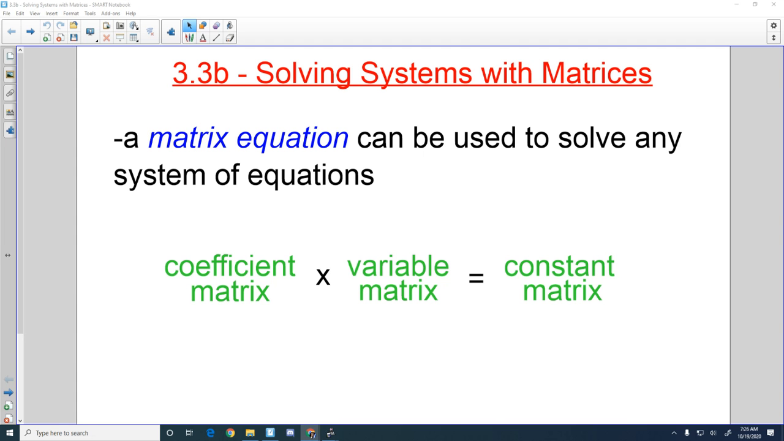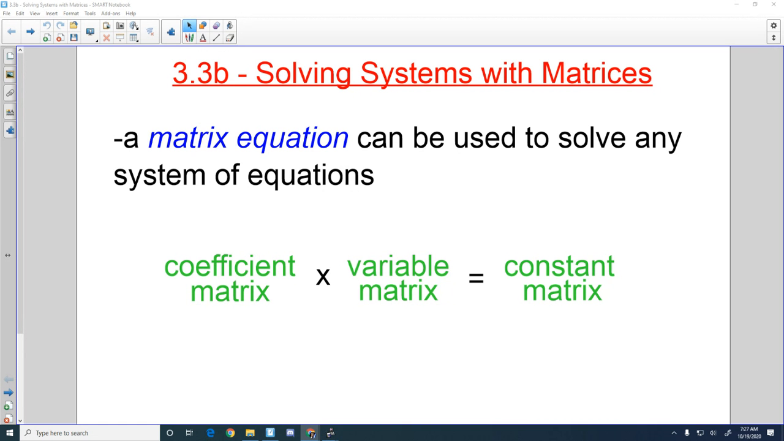Okay, so we talked about matrix equations last week, and one big use of matrices is that it's an easy way to solve a system of equations. We've learned a bunch of different techniques for solving systems of equations: substitution, elimination, Cramer's rule, graphing. Well, we're going to learn how to do it with matrices.